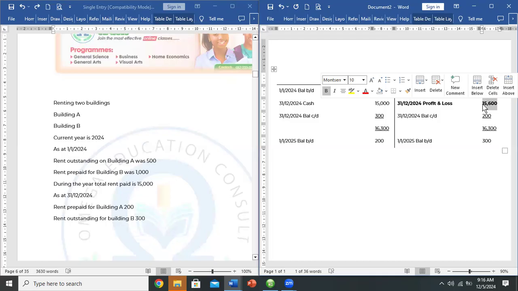So I was wondering, this one is two assets, two buildings for rent. What if they give you just one thing, let's say they only have one building? Then there won't be two balance brought downs and balance carry downs, right? Okay, but just one.